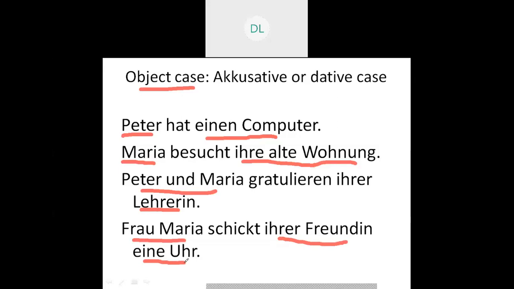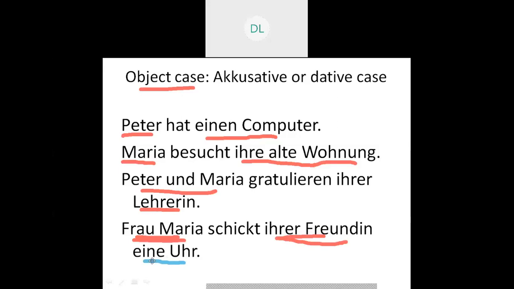What all nouns, what all identities we have: the first identity is Frau Maria. That is the main identity, that is the subject. But when I come to the object, I have two objects. The first object is ihrer Freundin, the second object is eine Uhr. So here we have two objects. One object will be accusative, one will be dative. We'll be discussing that in the coming slide.